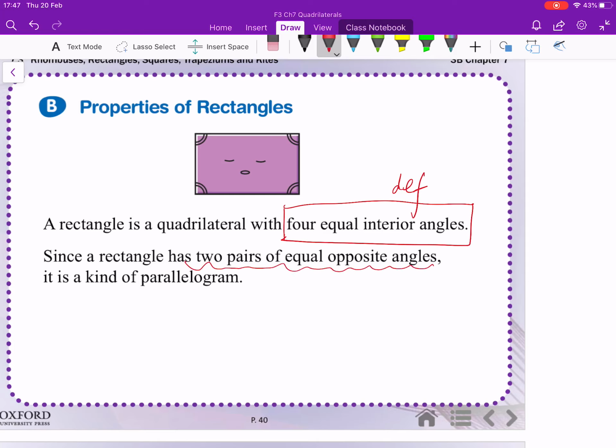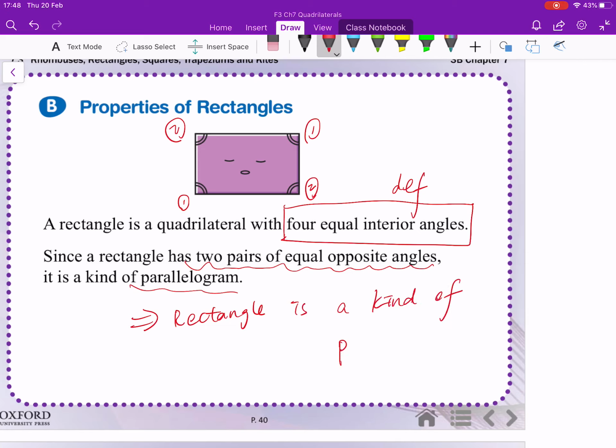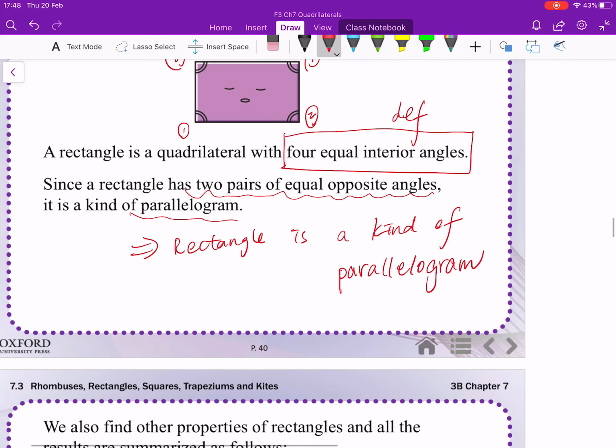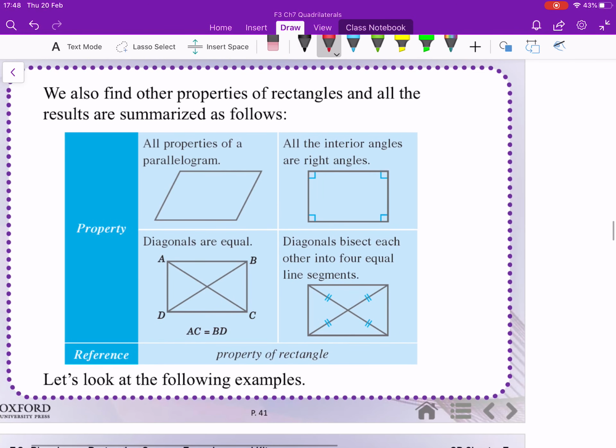Also similar to rhombus, for any rectangle, we can find two pairs of equal opposite angles. This is the first pair and this is the second pair. So actually we can say that this is a parallelogram again. So we can say that any rectangle is a kind of parallelogram, just like rhombus before. Okay, let's go to the properties of rectangle here.